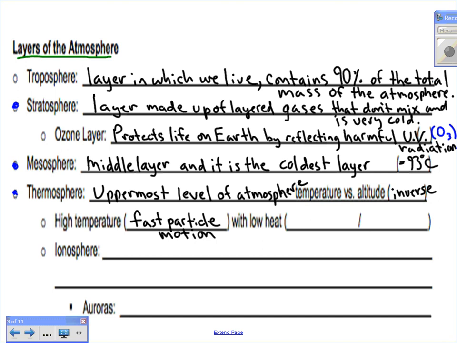Like I said before, the fewer the particles, the fewer the impacts, and heat cannot be transferred very well. So with low heat, we're going to have low density and few impacts.